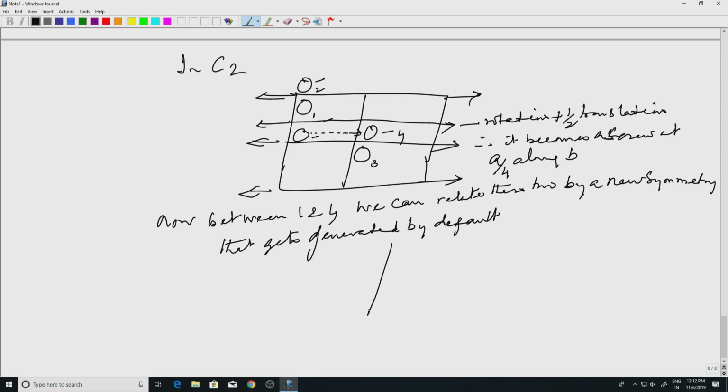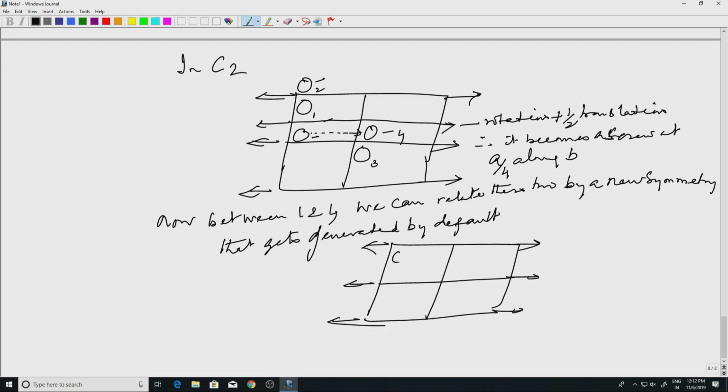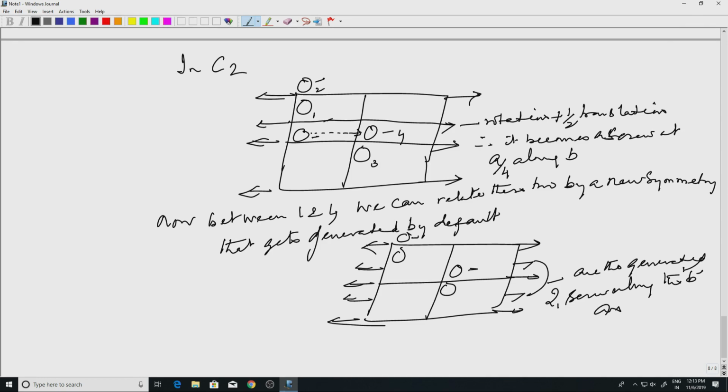Now let us redraw. Similarly, one is getting generated here. So these two are generated to one screw along the B axis.